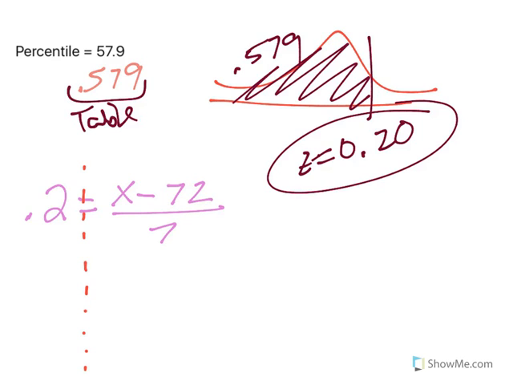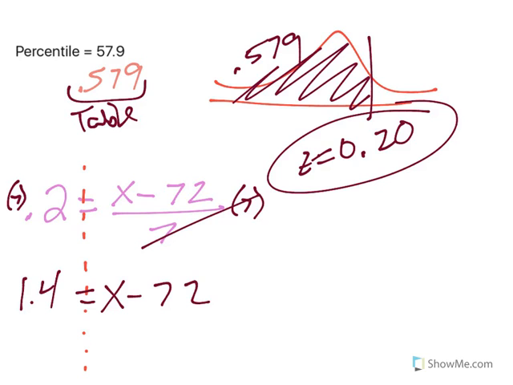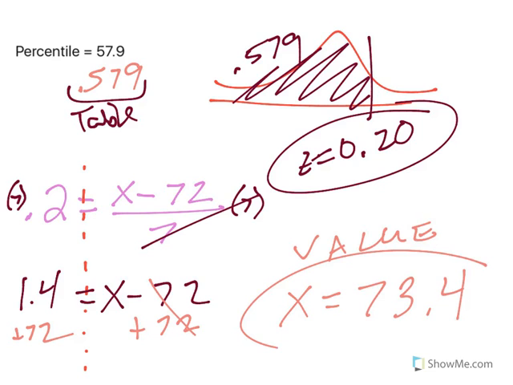So now I can use the z-score equals value minus the mean over the standard deviation. Equal sign splits it in half. I start by multiplying both sides by 7. X minus 72 equals 1.4. Add 72 to both sides. And x, my value, is x equals 73.4. Hopefully by the end of that problem, you can find the value given the z-score or the percentile pretty easily. Boom.